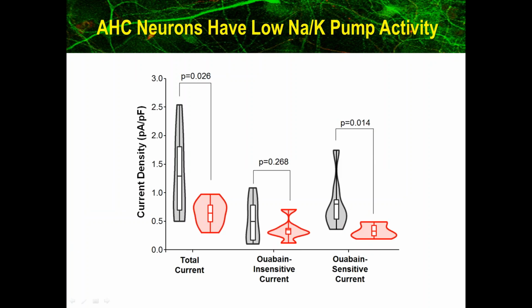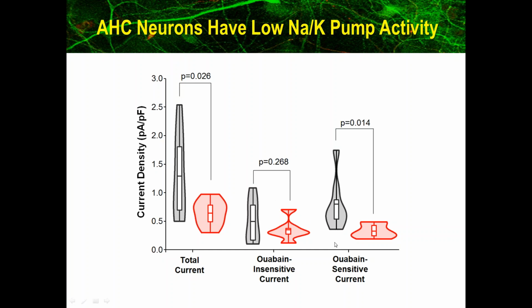So here's a summary of data shown in a statistical way, illustrating the amount of pump current that we measured in normal cells, which are the gray ones, and the AHC-derived cells, which are the red circles. You can get a sense that the amount of current we're seeing is much lower. And if we look specifically at the ouabain-sensitive component, that's also lower.